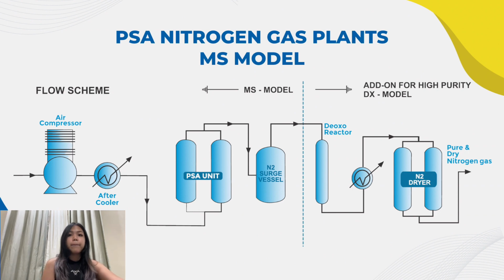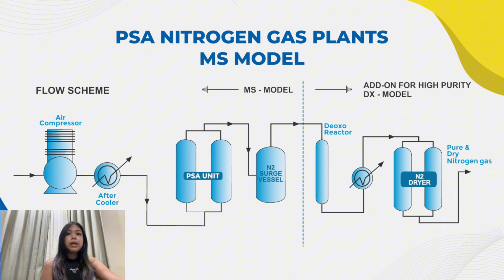from ambient air. For this process, the byproducts are primarily the gases not collected as the main product, which include oxygen and trace gases. These are often vented out to the atmosphere during the regeneration cycle of the PSA processes. So, the main product of this is a high purity nitrogen gas, as I've said earlier.